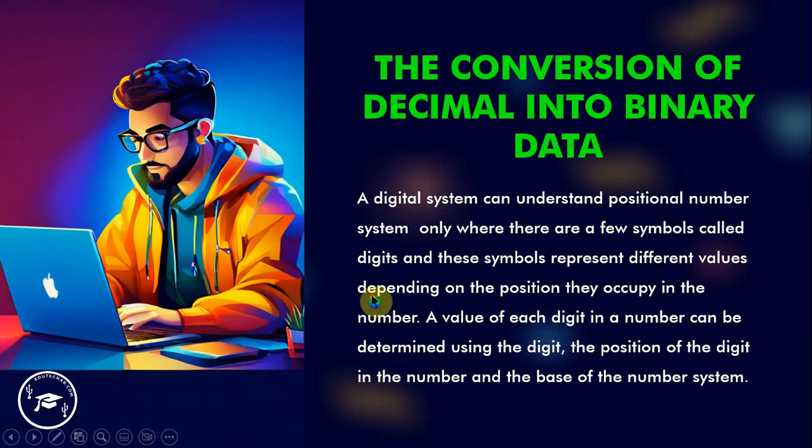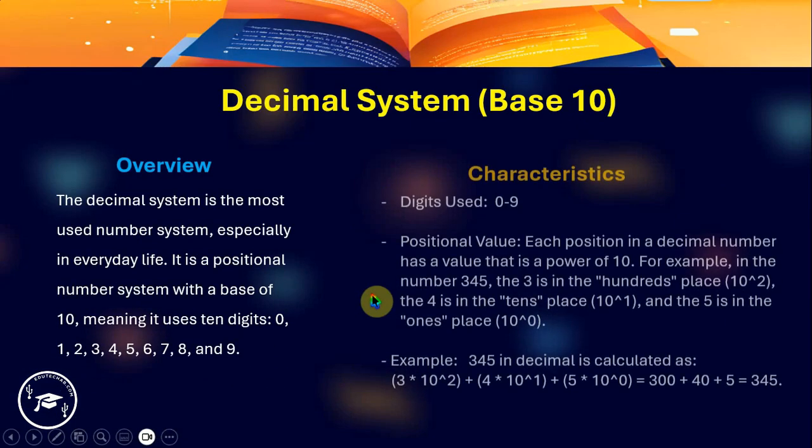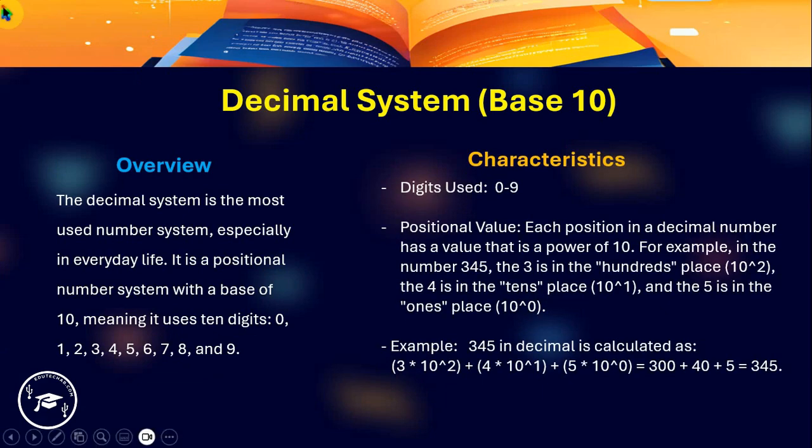We are going to take a look at three number systems. The first one is the decimal system, which is normally called base 10. What at all is the decimal system? It's mostly used in our daily lives. It's a positional number system with a base of 10, meaning it uses 10 digits, starting from 0 all the way to 9, making up what? The 10 digits.